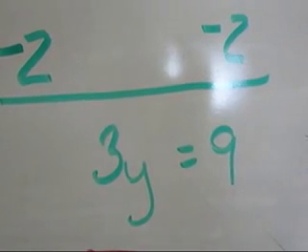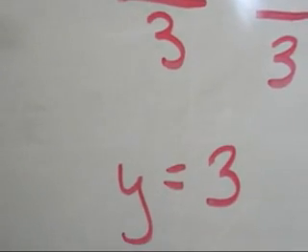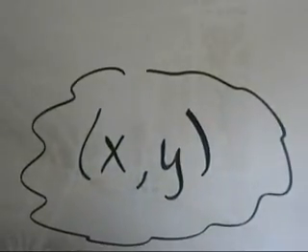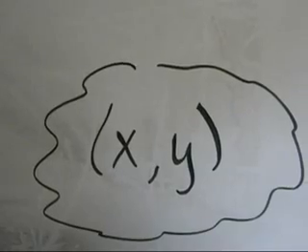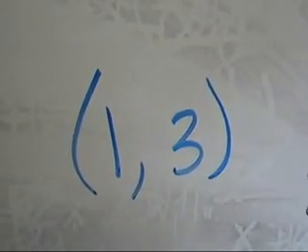How do I get the y alone? Divide by 3, and therefore y equals 3. Now remember, we're trying to solve for a coordinate pair, xy, so my answer is the coordinate pair, 1, 3.